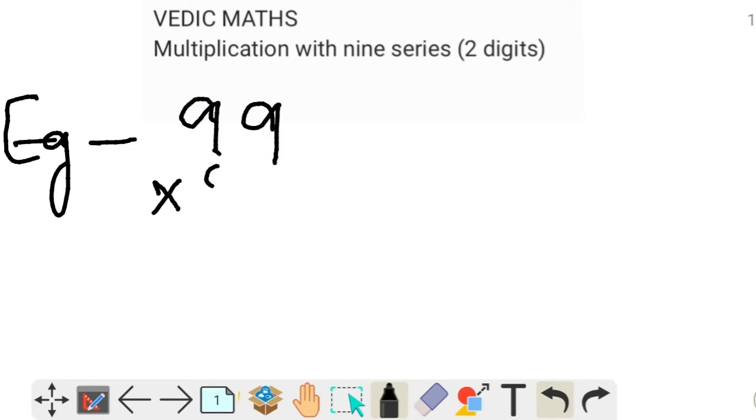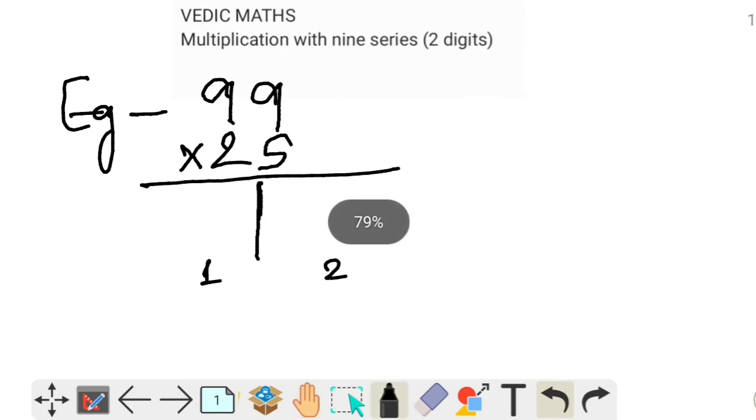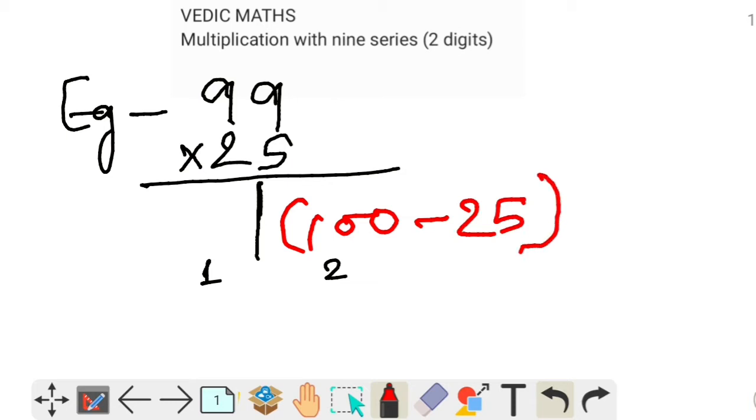99 into 25. Now I told you in my first series that whenever we are solving with Vedic maths we only have to look for the lower digit. So we only have to experiment with the lower digit, that is 25. Now this is our first block and this is our second block. Okay, now the next step is to subtract the lower digit from 100. Okay, 100 minus 25.